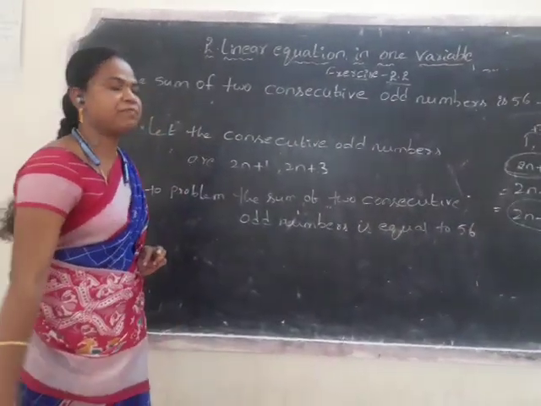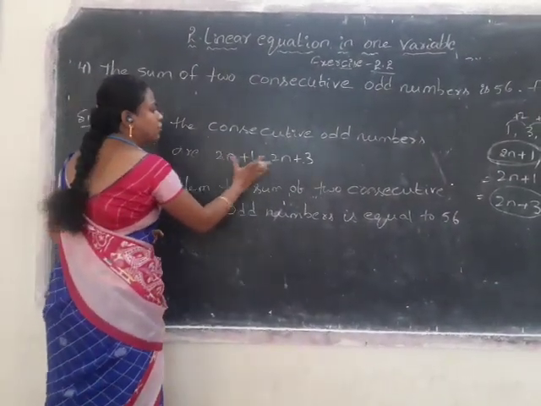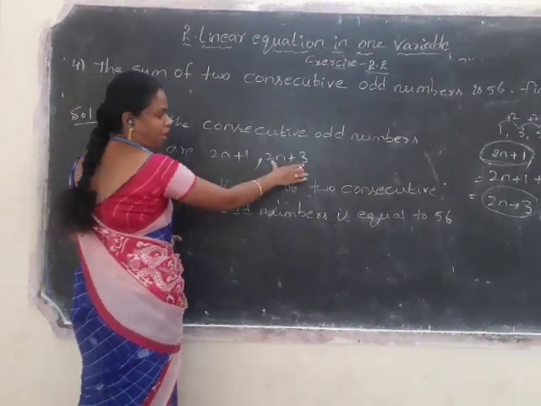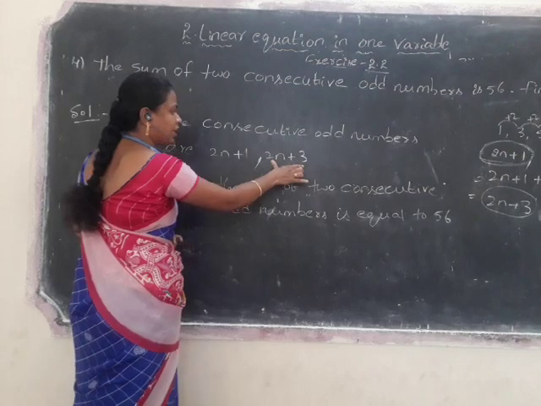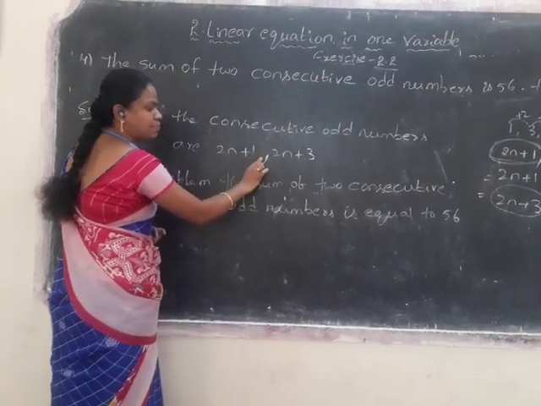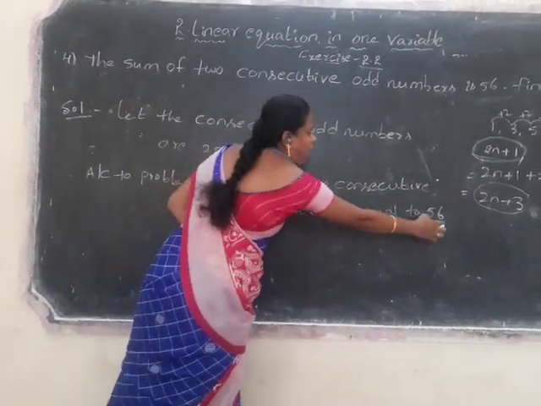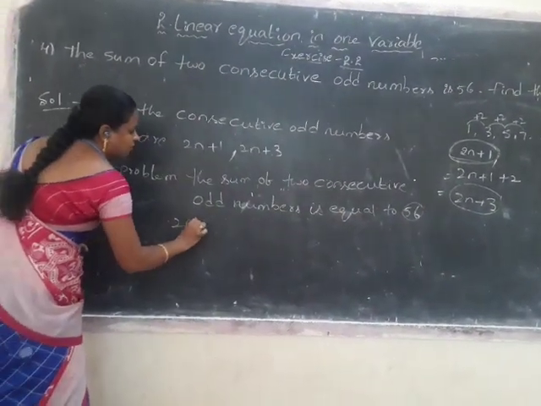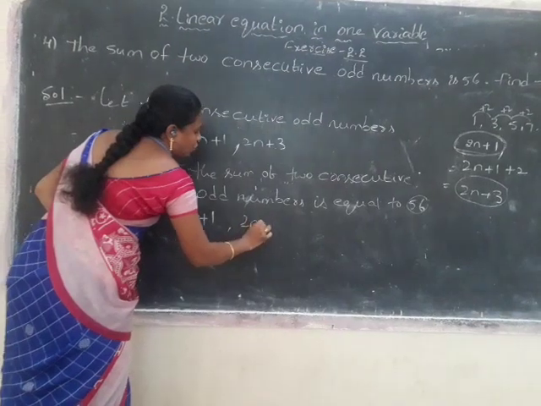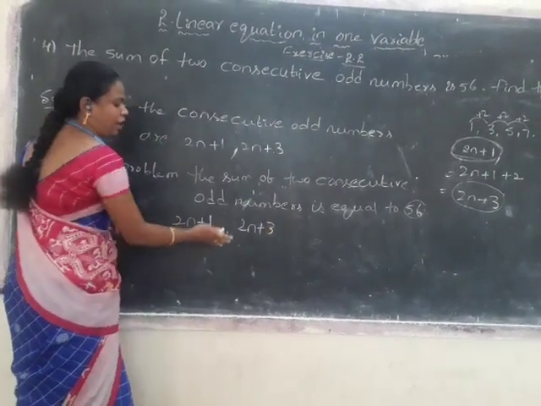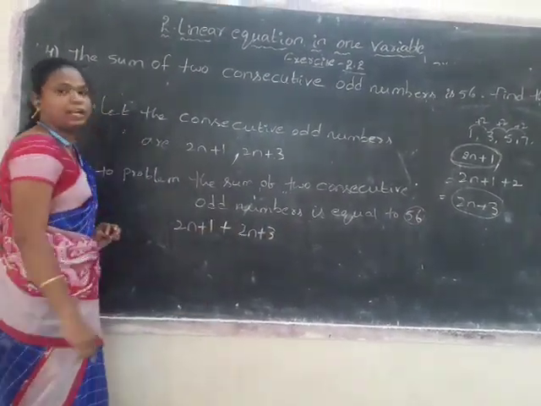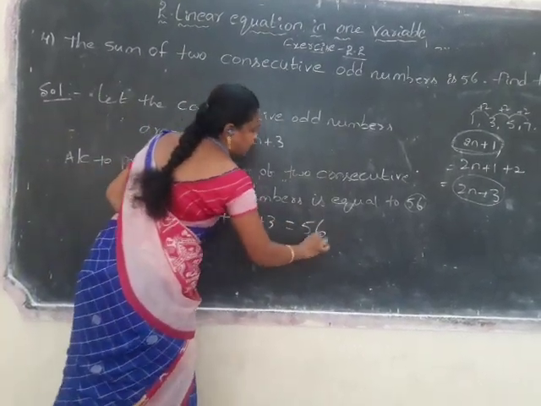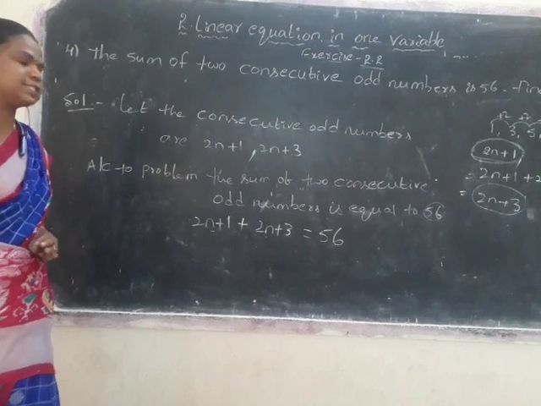The sum equals 56. What are the two consecutive numbers? One is 2n plus 1 and another is 2n plus 3. We add these two terms, and the result of the problem is 56. We add 2n plus 1 and 2n plus 3, and we get 56.